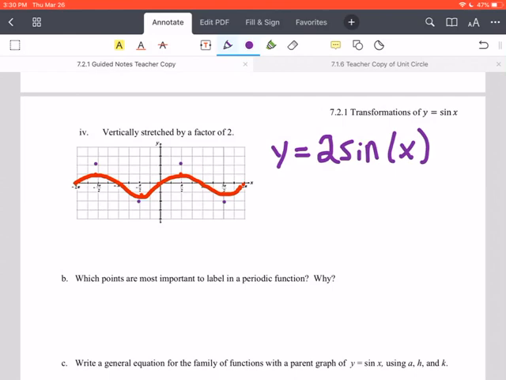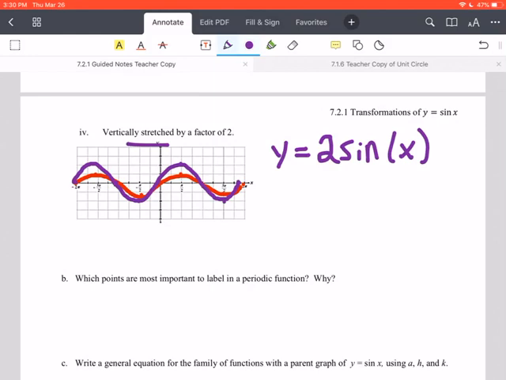So the height of the wave is going to stretch by 2, but our x-intercepts are the same. So we can go ahead and see that it just becomes taller and deeper, okay? So that is a stretch.